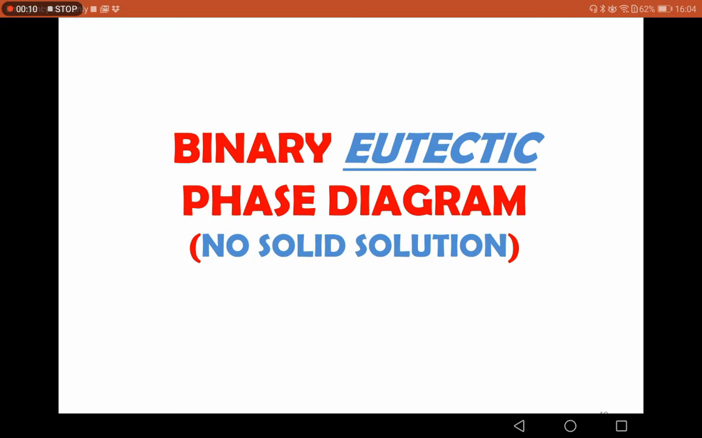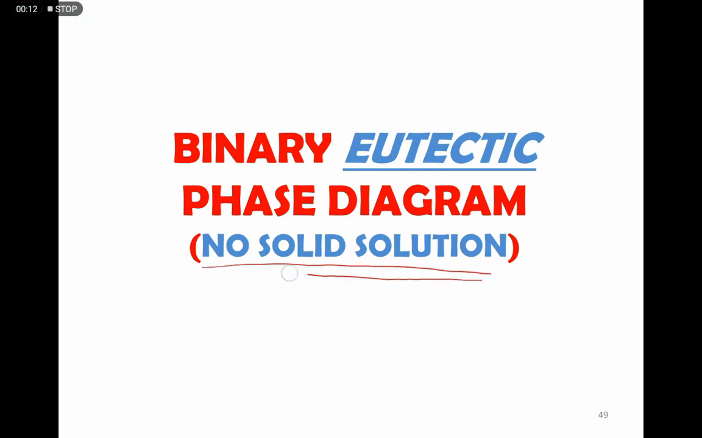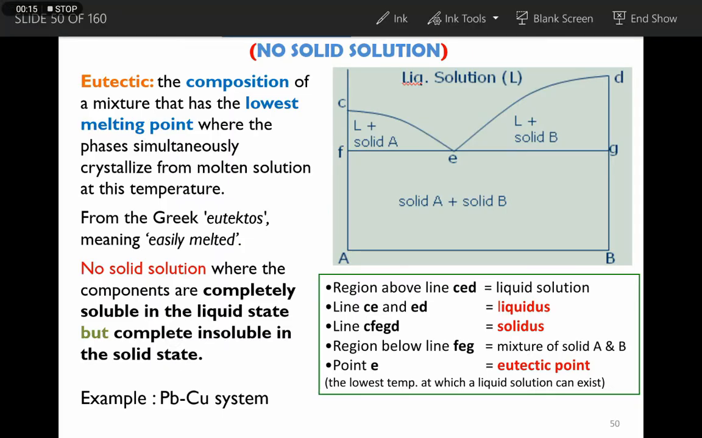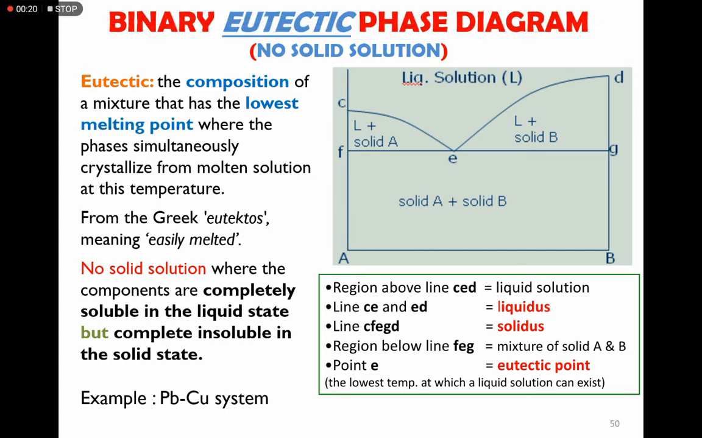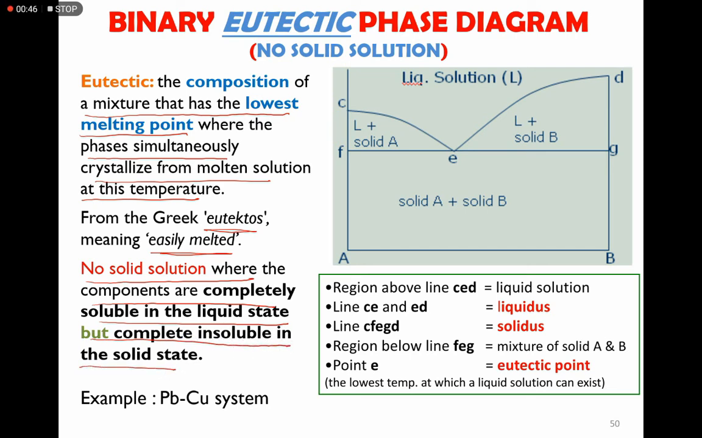Binary eutectic phase diagram, no solid solution. What is a eutectic? Eutectic is the composition of a mixture that has the lowest melting point, where the phases simultaneously crystallize from molten solution at this temperature. From the Greek eutektos, meaning easily melted. No solid solution, where the components are completely soluble in the liquid state, but completely insoluble in the solid state. For example, the lead-copper system.